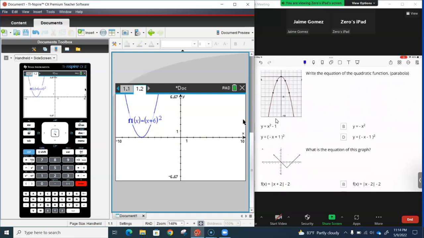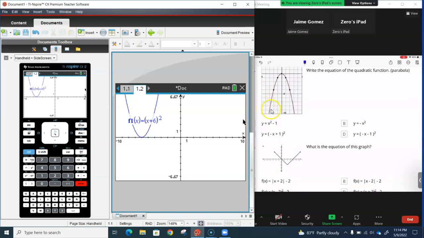Number 13, we're going to do the same thing. We're going to graph it. I'm trying to find this graph here. So letter A says x squared minus 1. Oh, no. That doesn't look the same at all. So A is wrong.